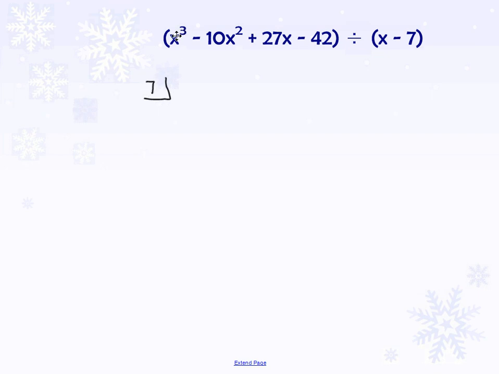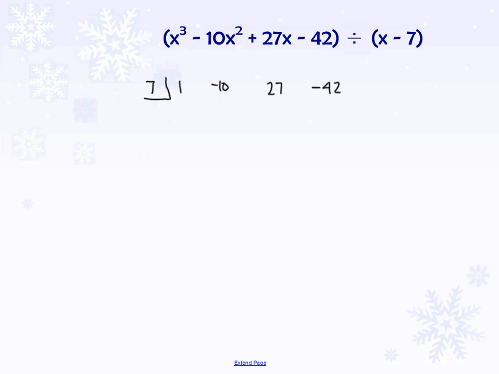Now I'm going to go through and write the coefficient for each term, and it has to be in degree from highest down to lowest. And if you wrote it in standard form, then it should already be in that order. If any of the degrees are missing, like if I didn't have this term, I would need to show that by putting a 0 there. But in this case, I have every single degree represented. So my coefficient here is a 1. Here it's a -10. This one is a 27. And this one is a -42.